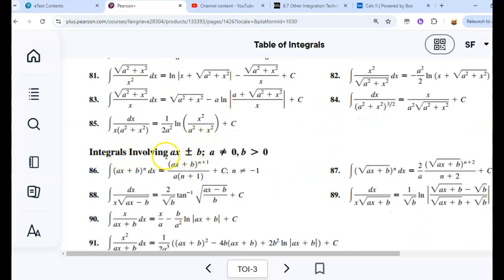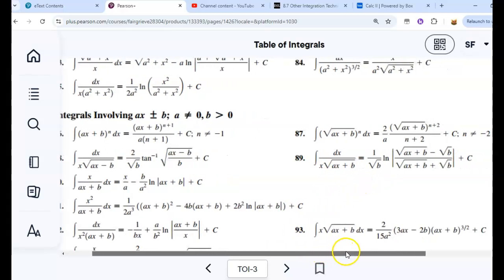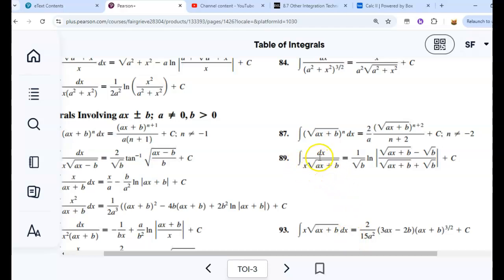Now we have integrals involving some linear factor of ax plus b. So we start looking through those, because we have a 4x plus 1 that does fit that format. Here we have x square root of ax minus b. Here we finally have the one we want: dx over x square root of ax plus b. That's the formula we're looking for, number 89. So let's copy that formula down here.